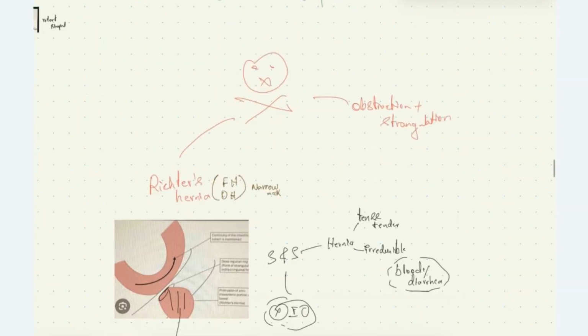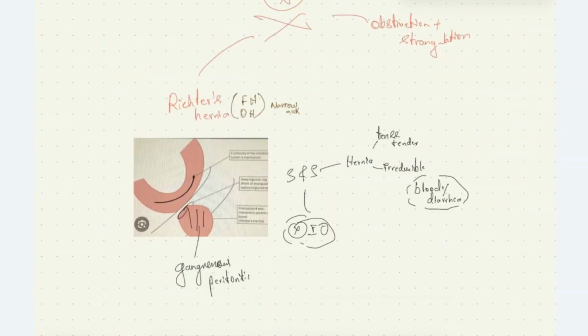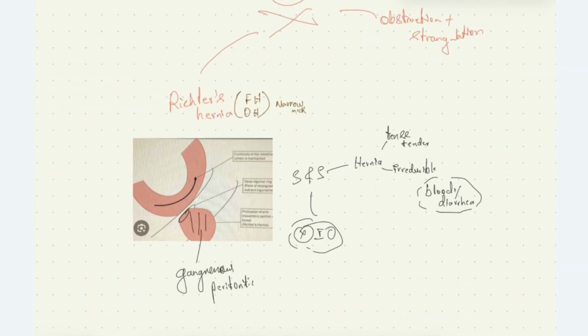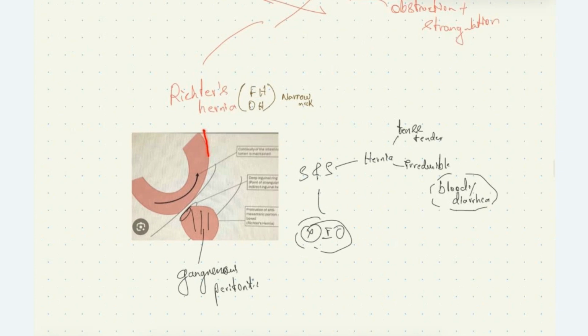We already saw that. Then we have another complication of femoral hernia, Richter's hernia, where the circumference of the bowel is the content of the hernia. The circumference of the bowel will be the content of this femoral hernia passing through the femoral ring. Since it has a narrow neck, it's more prone to strangulation.